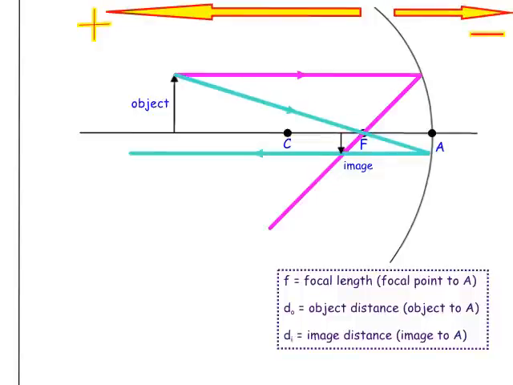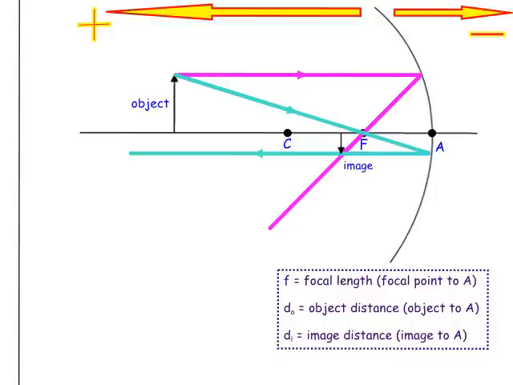So yours should have looked like this. We have our object. Our primary ray goes parallel and reflects through the focal point. Our principal focus ray goes through the focal point and reflects parallel. And then I've labeled some different lengths for you because these are going to be measurements that we're going to take. So from the focal point to point A, so from here out to F, this is going to be called the focal length, and we represent that with a lowercase f. The object distance is from A out to where the object is placed, so that distance would be d_o. And then finally we have the image distance, which is from A to the image, and that is represented by d with the subscript i for image.